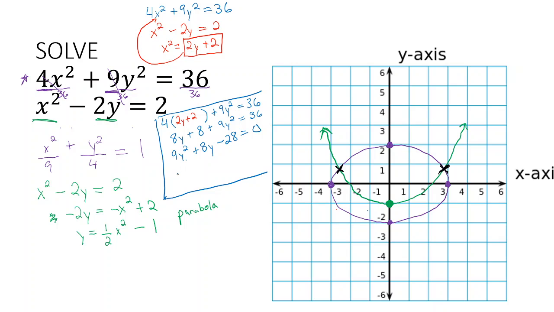What we'd solve it with is the quadratic equation. Negative b plus or minus the square root of b squared minus 4ac all over 2a. So in red, we'll continue that. It's negative 8 plus or minus the square root of 64 minus 4 times 9 times negative 28 all over 2 times a is 18. Okay, that's 2 times 9.